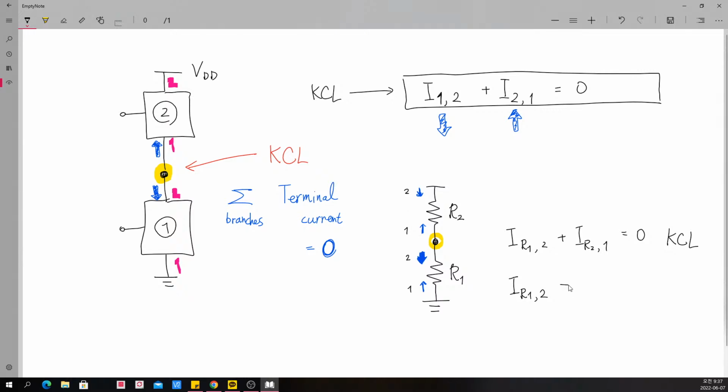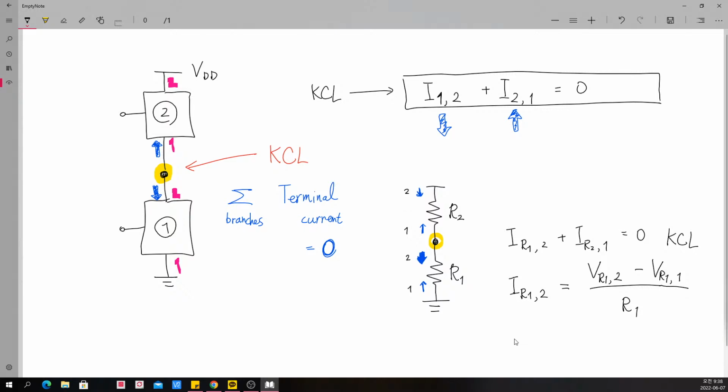Simply speaking, it is given by 1 over R1 times the voltage difference between the two terminals: V of R1's second terminal minus V of R1's first terminal. That is quite easily obtained from Ohm's law.